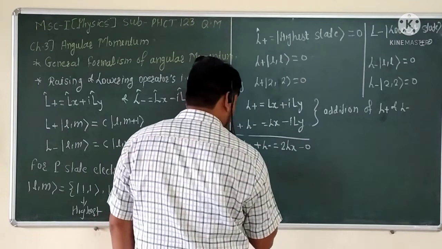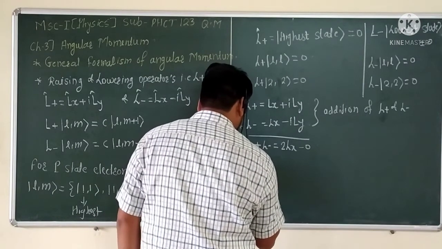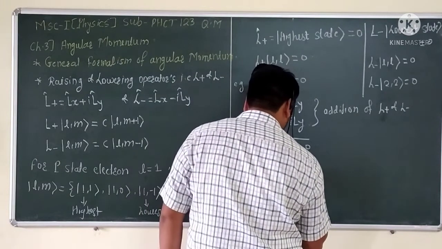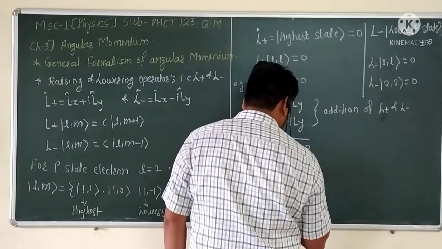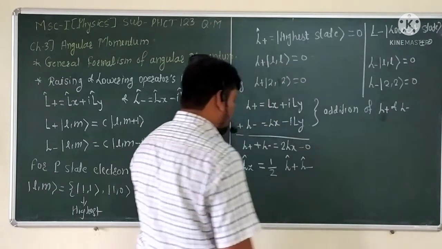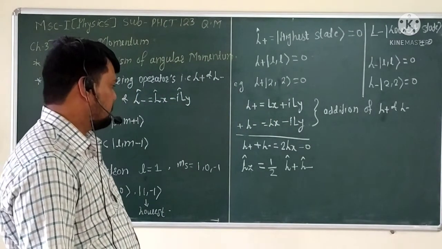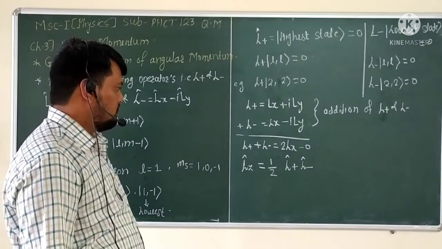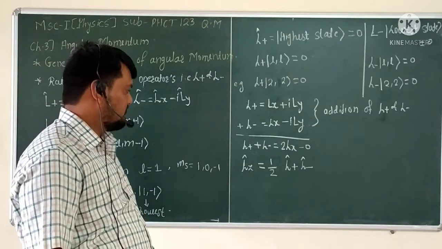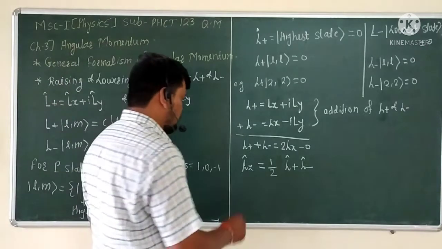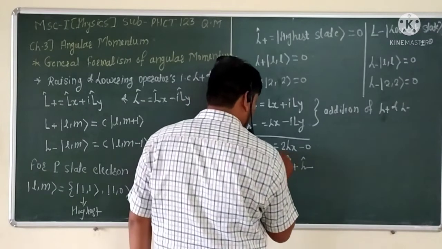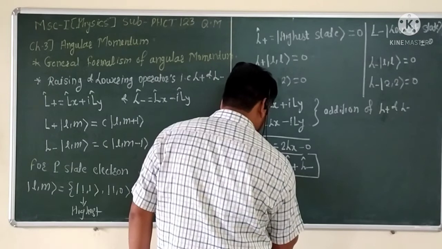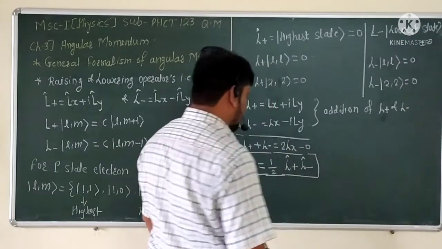So that's why the Lx value is nothing but 1/2 (L plus + L minus). And if you solve this bracket of L plus and L minus, we have to get the eigenvalue relation of this.